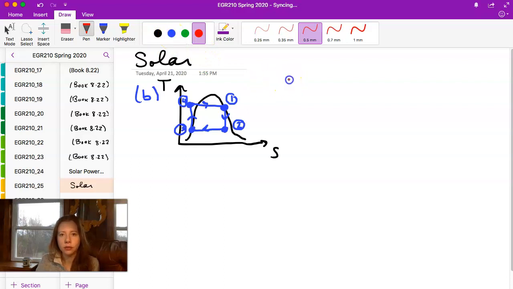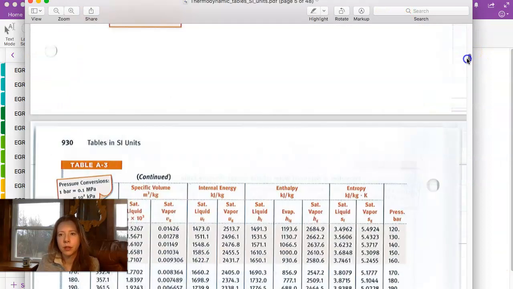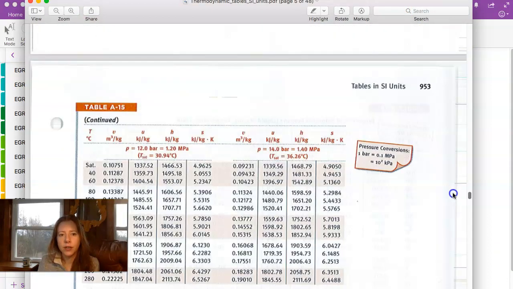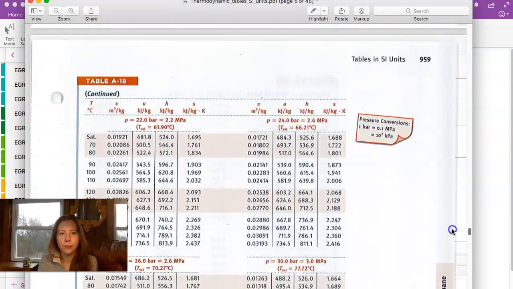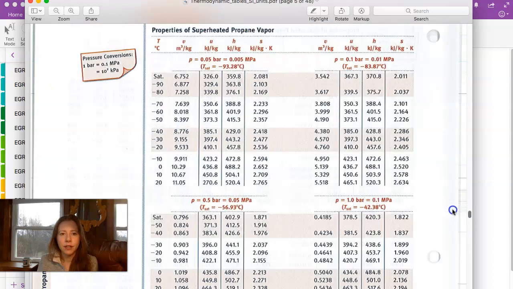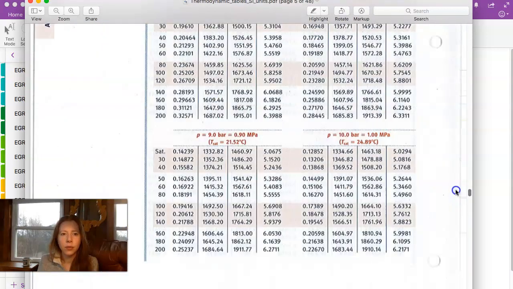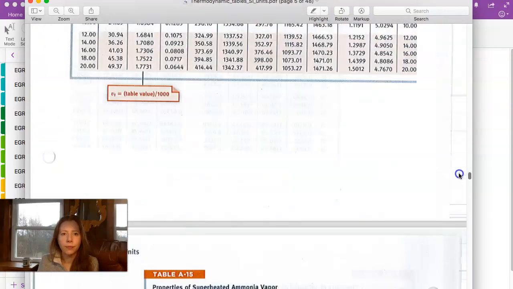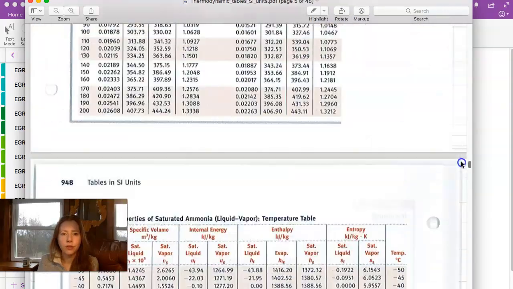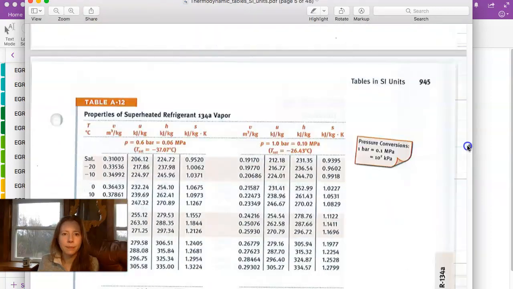So 1, all we have to do is look at refrigerant 134 in our tables for saturated liquid vapor. Did I pass it? Yes, I did. Propane, ammonia. I went way past it, didn't I? Okay, 134A, that's what we're looking at, right?